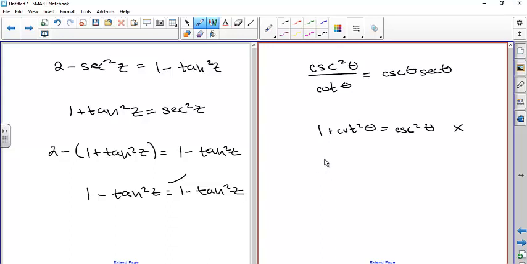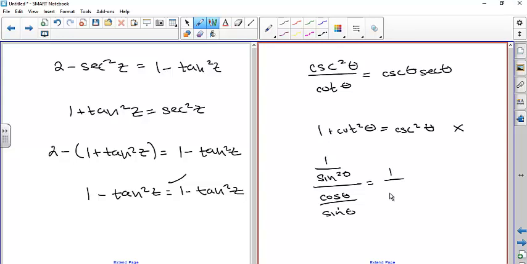So the cosecant is 1 over the sine. So cosecant squared of theta is 1 over sine squared. And the cotangent is the cosine over the sine. That's the quotient identity.